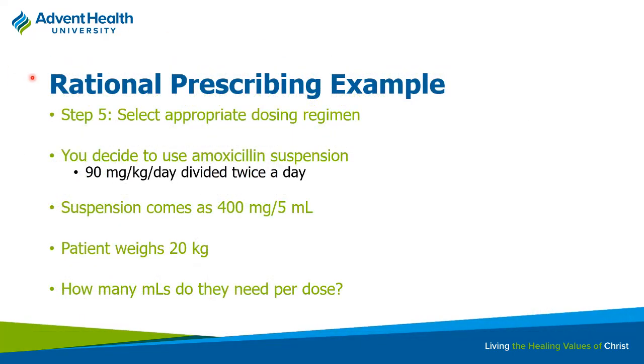Anyway, once we select our appropriate dosing regimen, we are going to go ahead and go with amoxicillin suspension for this child. It's 90 mg per kilo per day divided twice a day. Suspension comes as a 400 mg per 5 mL solution, and the patient weighs 20 kilograms. So how many mLs do they need per dose?